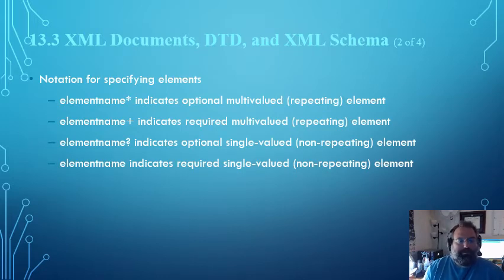The notation for specifying elements: element name star indicates an optional multi-valued repeating element. Element plus indicates a required multi-valued repeating element, so it must have at least one. A question mark indicates an optional single-valued element, so it may have 0 or 1. And an element name alone indicates a required single-valued non-repeating element.